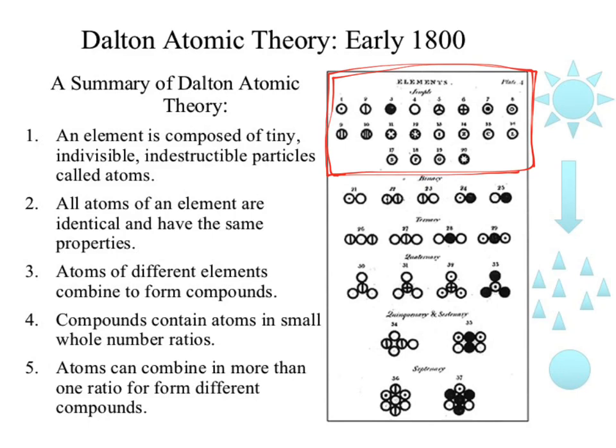Okay? So let's move through Dalton's atomic theory. Because you've read the textbook in theory, you should also be able to tell me which of these is wrong and why. Okay? An element is composed of tiny, indivisible, indestructible particles called atoms.